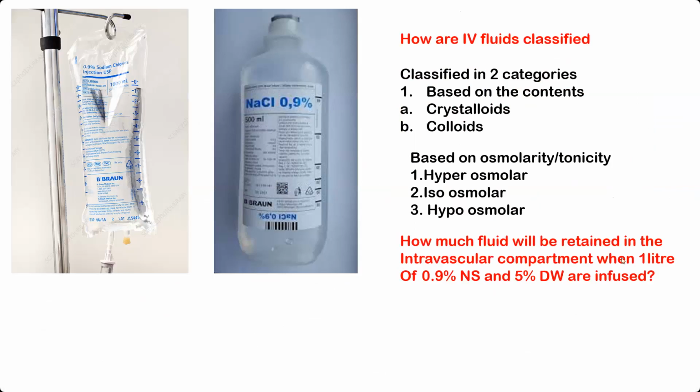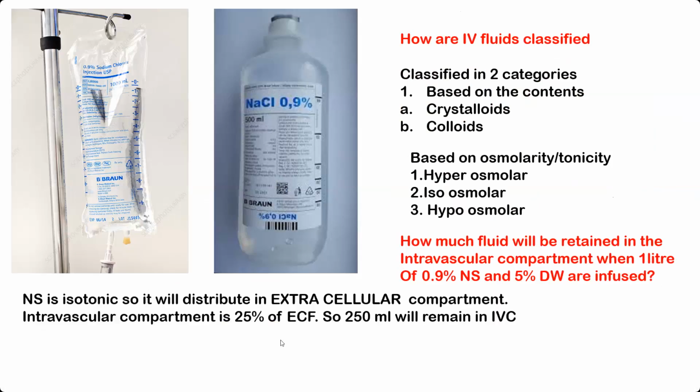And how much of the fluid will be retained in the intravascular compartment? 1 liter of 0.9% sodium chloride and 5% dextrose are infused. 0.9% NS is 20 to 30%. So you give 1 liter, that is 1000 ml, of normal saline to one patient, and to another patient 1000 ml of 5% dextrose. How many milliliters of this fluid will be retained in the intravascular compartment? The calculation is roughly 250 to 300 ml. Okay. So NS is isotonic, so it will be distributed in the extracellular compartment. The intravascular compartment is 25% of the ECF. So 250 ml will be retained in the intravascular compartment.